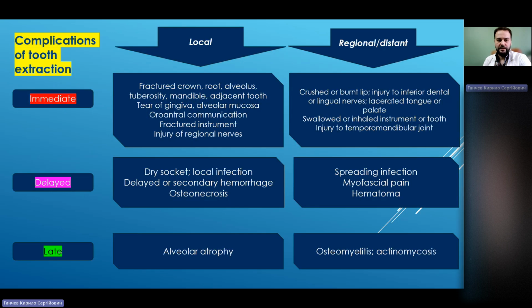So here you can see the schema of complications that we have during tooth extraction, right? We have local and distant or regional. And of course, by time, it could be immediate, it could be delayed, or it could be late. So locally immediate, we call fractured crown, root, alveolus, tuberosity.